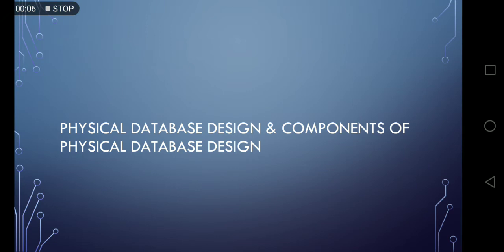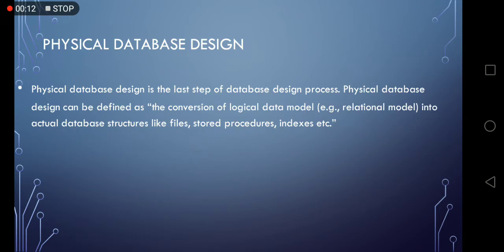Our today's topic is physical database design and components of physical database design. Physical database design is the last step of the database design process. Physical database design can be defined as the conversion of logical data model or relational model into actual database structures like files, stored procedures, and indexes.